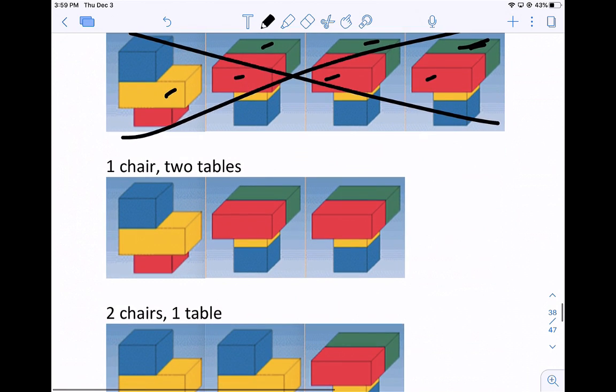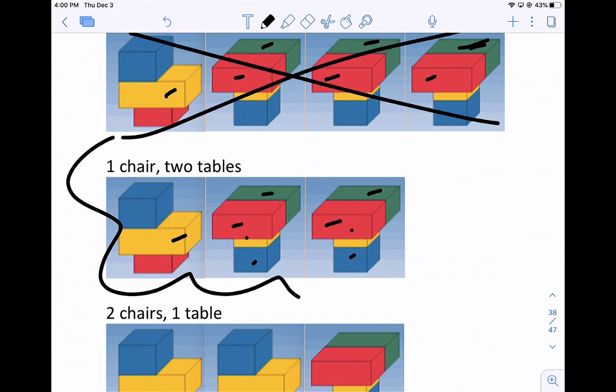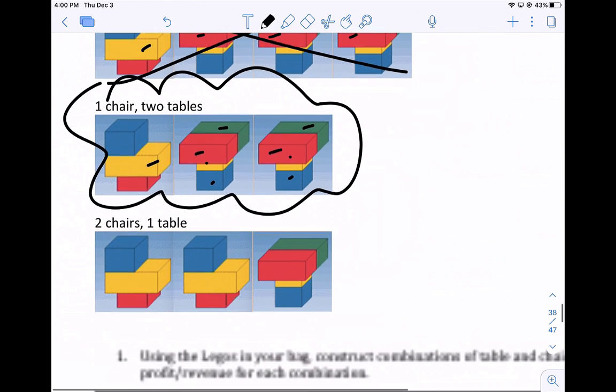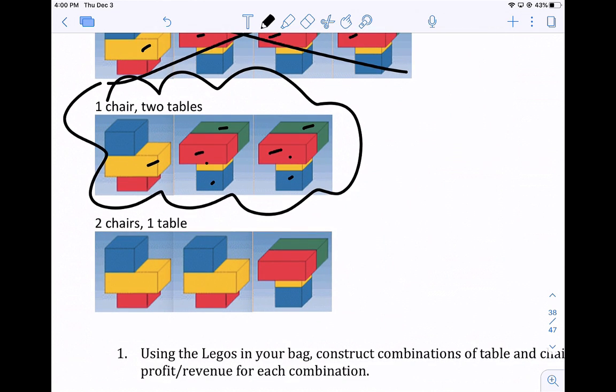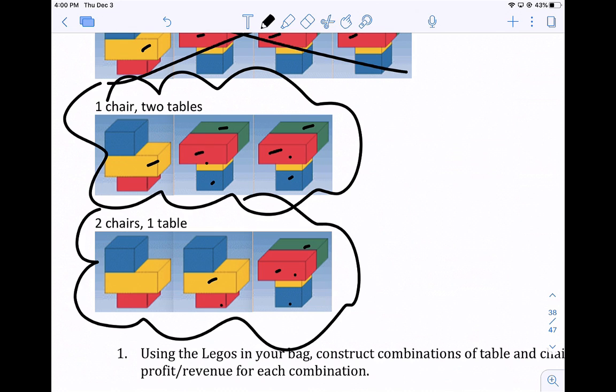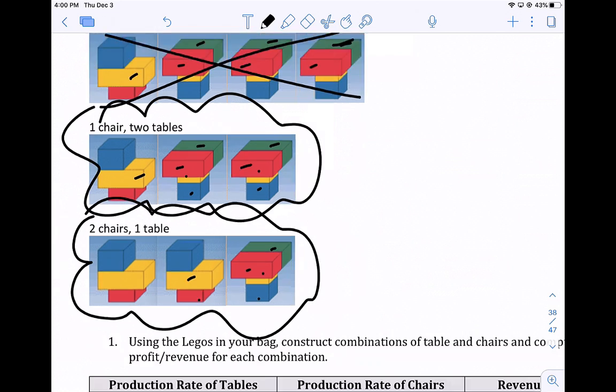Can we do this one? 1, 2, 3, 4, 5. Yes, that's less than the 6. Our small piece is less than 8. 1, 2, 3, 4, 5, 6. Yep, we can make 1 chair and 2 tables. Can we build this last one? 1, 2, 3, 4. Yep. 1, 2, 3, 4, 5, 6. Yep. So these ones don't use all the supplies, but we can build them.